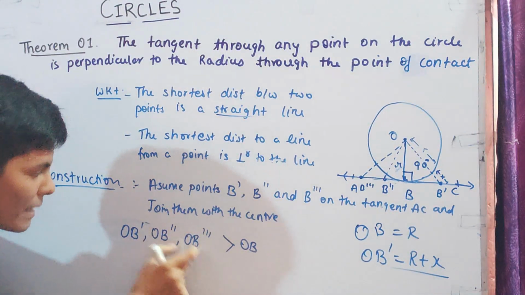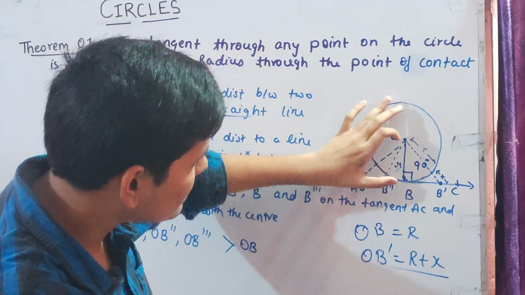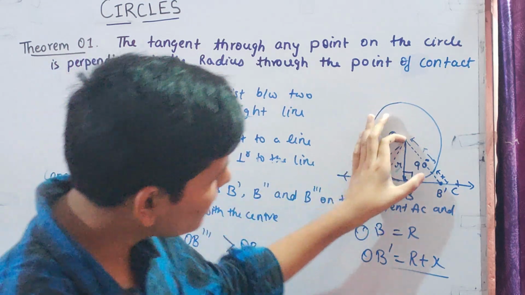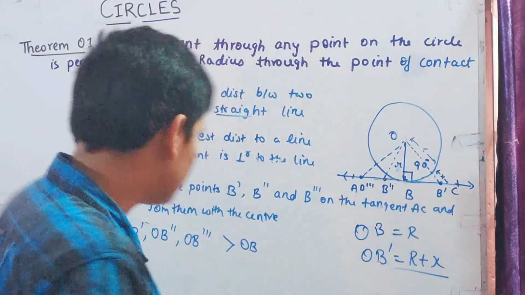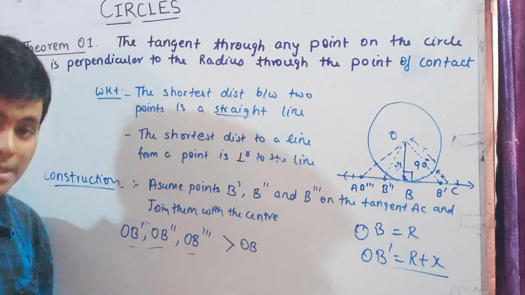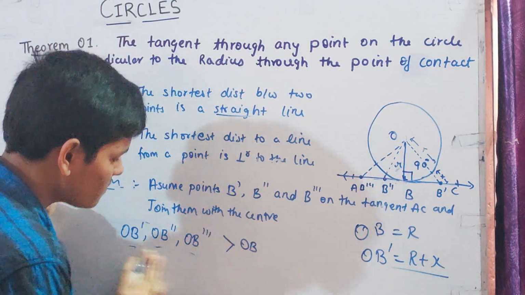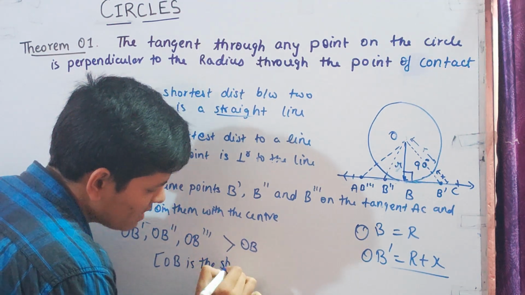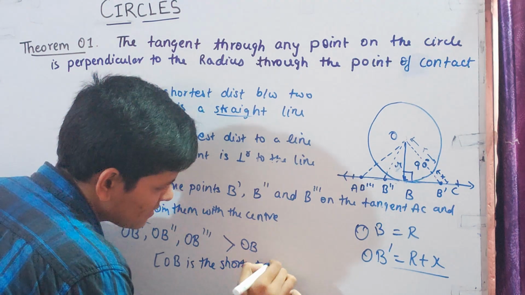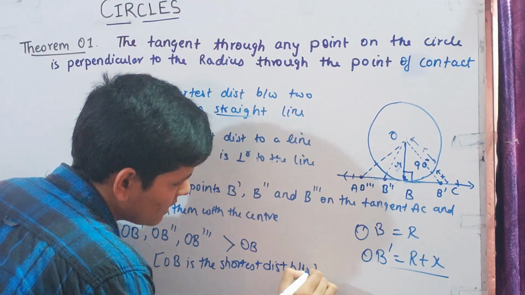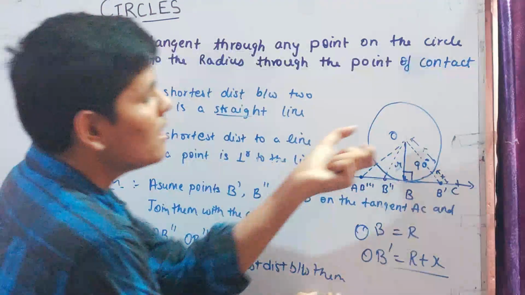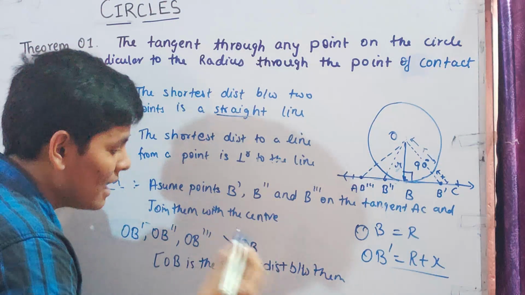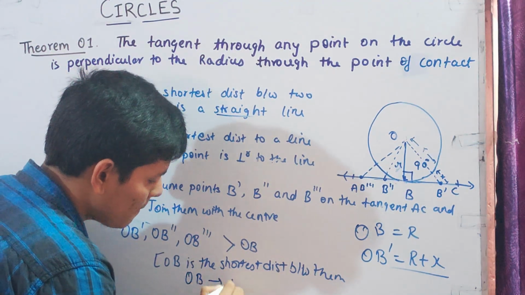Hence, if you take OB double dash, this is the radius and OB double dash is more than the radius. Hence, we can say that OB dash, OB double dash and OB triple dash are greater than OB. Thus, we can say that OB is the shortest distance between the point O and any point on the tangent. Hence, we can say that OB is perpendicular.